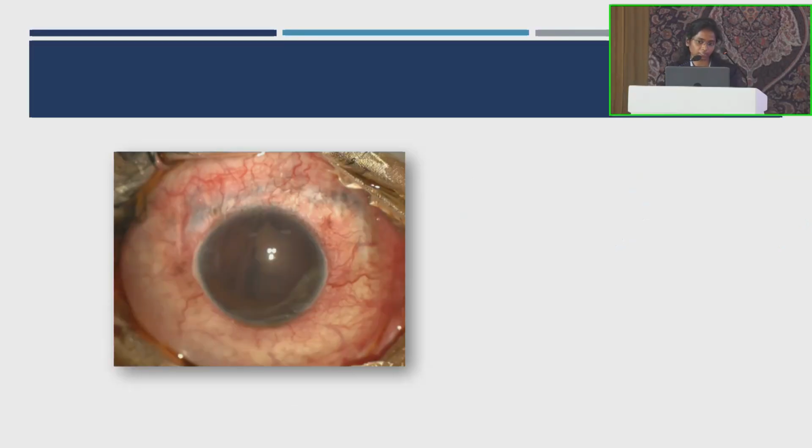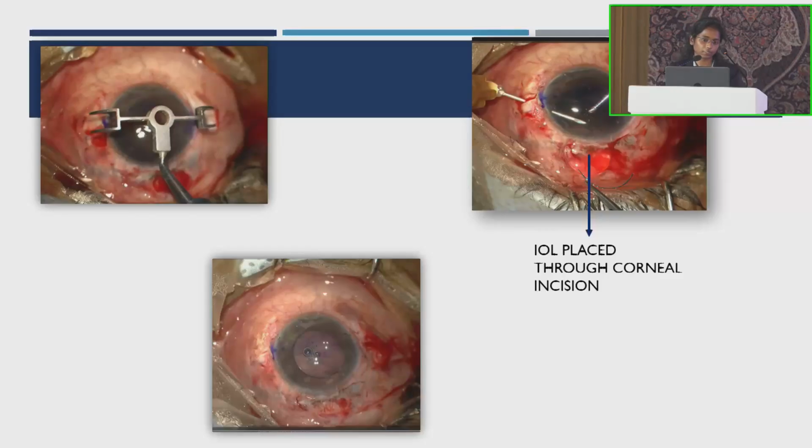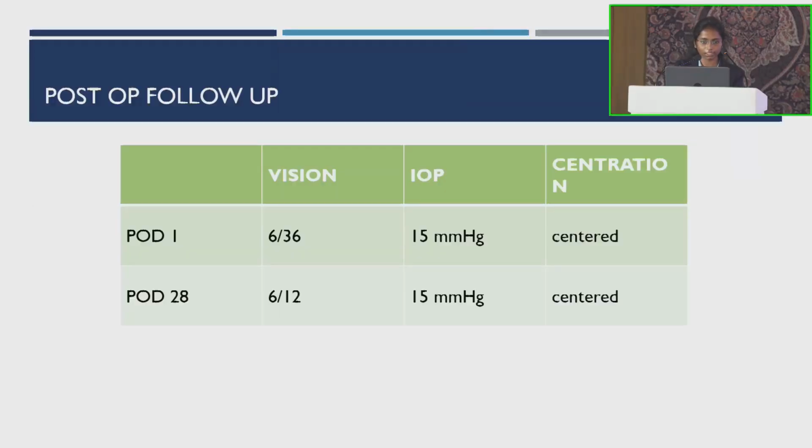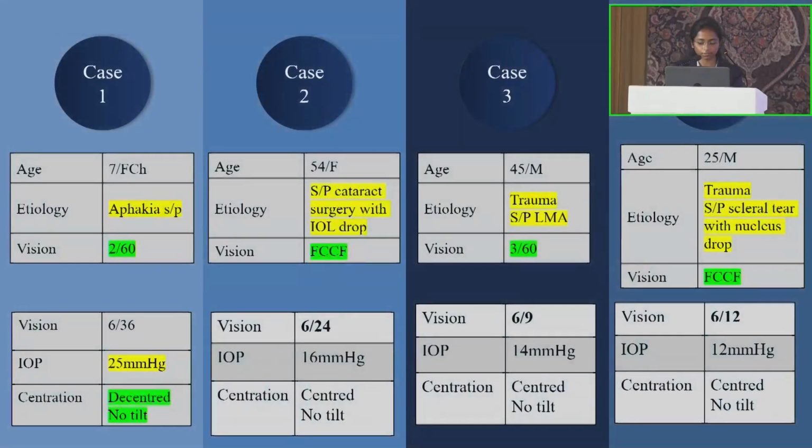And this is the anterior segment image where you can see the scleral tear being sutured. And this is the image where you can see the toric marker being used for marking the tunnels in case of an SFIOL, which is also an important step so that your haptics are exactly 180 degrees apart. His vision improved to 6/12, and the IOL was centered. These are the comparison of the pre and post-op results where the vision improved drastically and the IOP and centration were fine in all the cases.